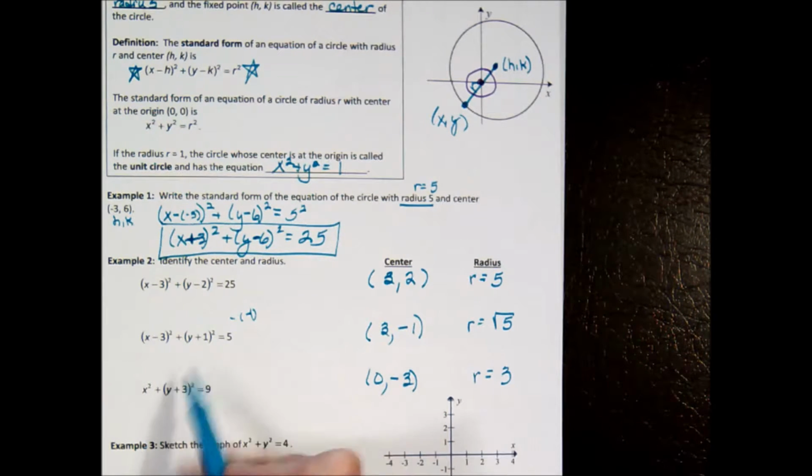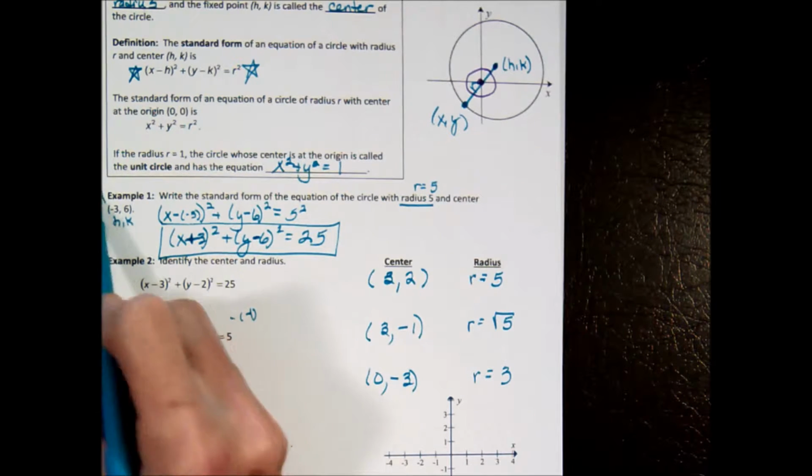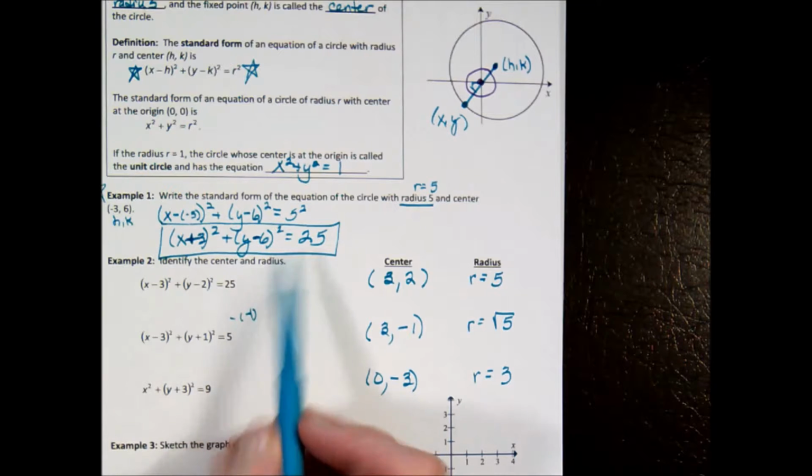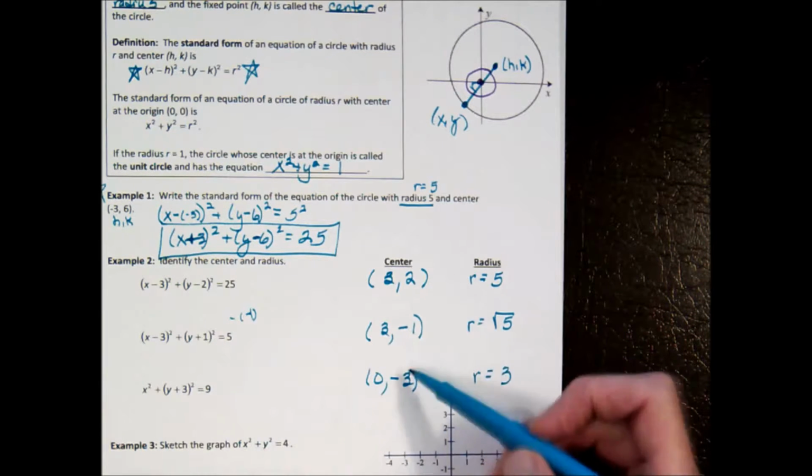So you need to be able to go in this direction where I give you the radius and the (h, k) and you put it together, or I give you the equation and you pull out the center and the radius.